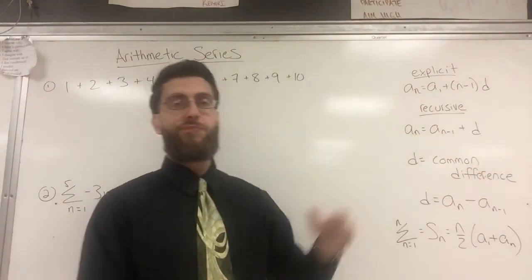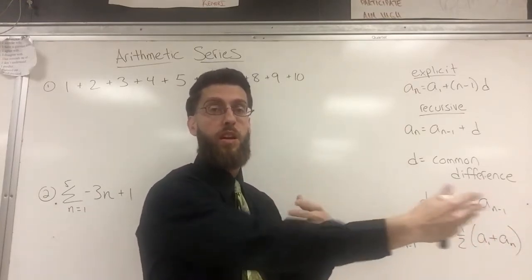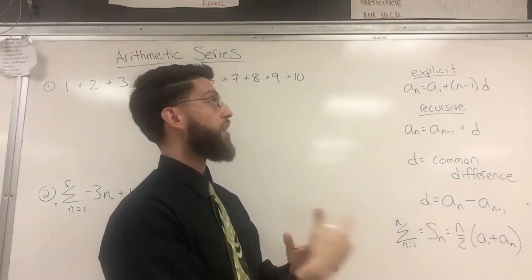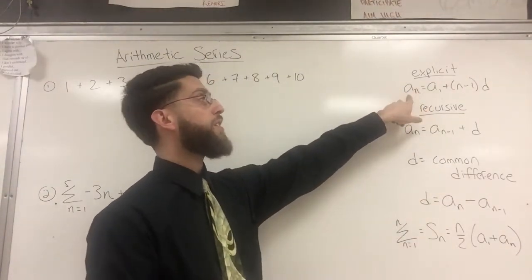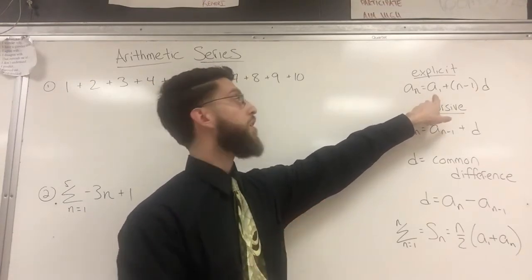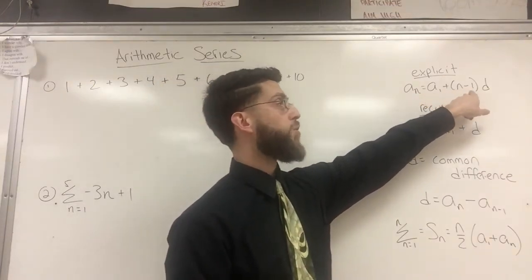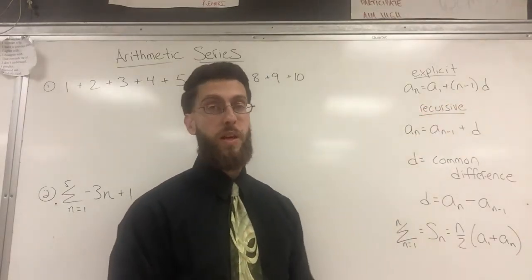Explicit, however, I don't have to go from term to term. I can just jump to any term in the set of numbers. And in order to get to a specific term, I just need a formula. So my formula is any term, a sub n, is equal to the first term of the series plus n minus 1 times d. And I explained in my other video what that means.